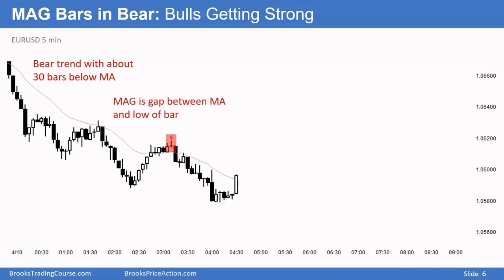And look at this. We have a bar completely above the moving average. There's a gap between its low and the moving average. 60% chance the bear trend will resume and attempt to form a major trend reversal. We got a lower low and we're trying to reverse up.